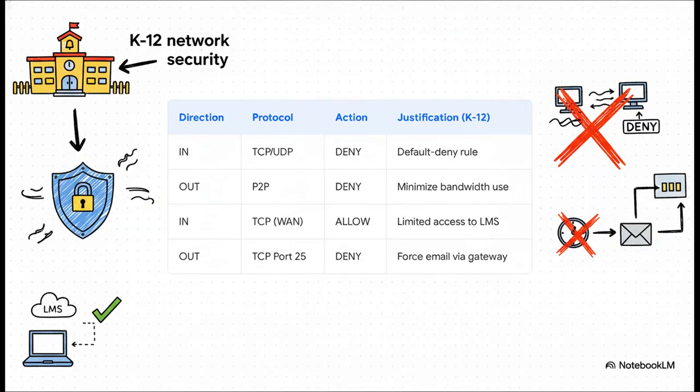And this table gives you a few real-world examples of how you can turn a school policy into a technical control. See that default deny rule right there at the top? That's our foundation. But then you can see specific rules for outbound traffic, like blocking peer-to-peer to save bandwidth for classes, or forcing all email to go through a secure gateway so it can be properly monitored.